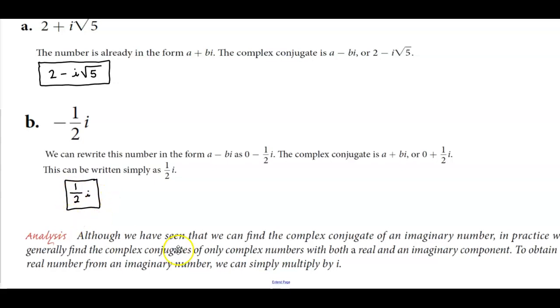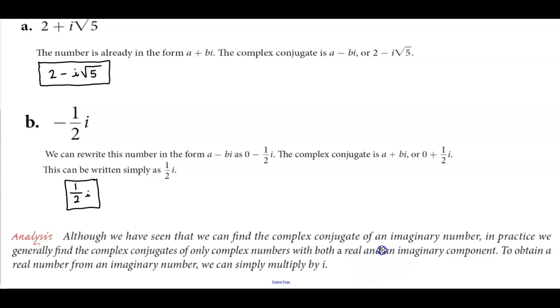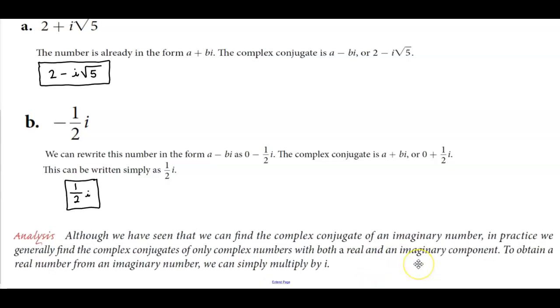Now, although we have seen that we can find the complex conjugate of an imaginary number, in practice, we generally find the complex conjugates of only complex numbers with both a real and an imaginary component. To obtain a real number from an imaginary number, we can simply multiply by i.